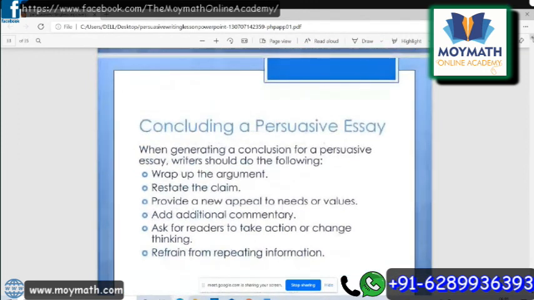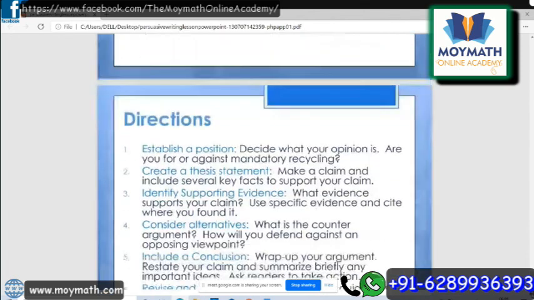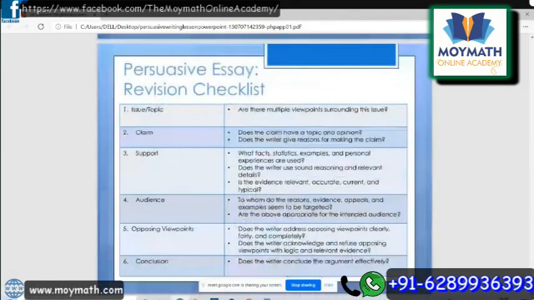Before that, we did not say more on the conclusion, right? You have to wrap up the argument. As I told you, restate the claim. That should be done in the conclusion. Add additional commentary, ask readers to take action or change their thinking. This is very important. Your conclusion should have this, to take action or change something. Refrain from repeating information. That is really better. And the rubric is the last one here. See this one.